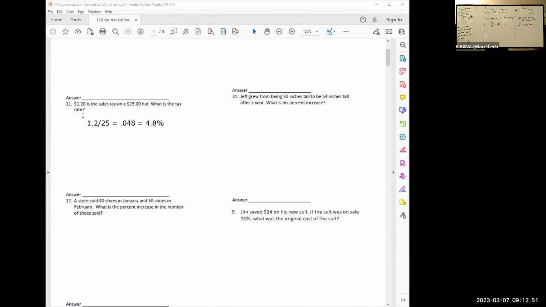Okay. So I'm just wanting to know what the percent is of this $1.20. Right. So the smaller number over the total gives me that percent. Try 31 over here.